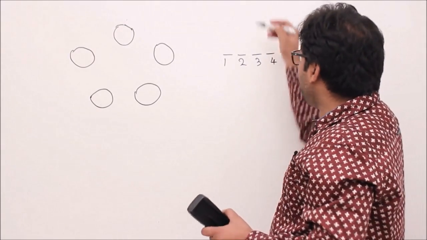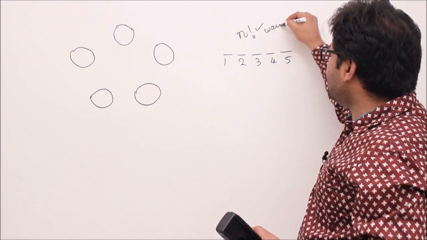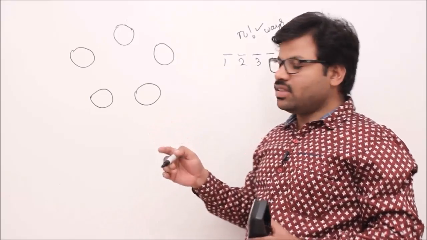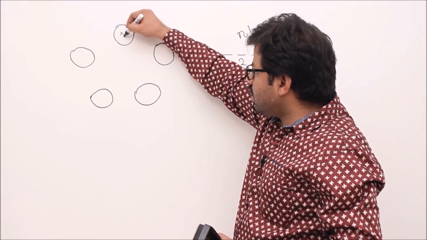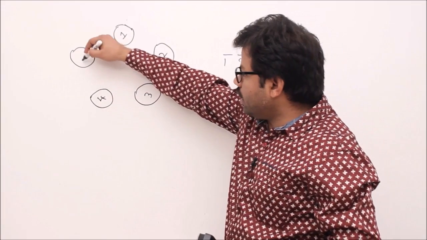We know that if you have n objects, then we can arrange them in n factorial ways, isn't it? In linear arrangements. When it comes to circular, the answer is not n factorial. We'll try to derive it. So what I do is, in circular arrangements, just observe some circular arrangements. Example 1, 2, 3, 4, 5. It is one circular arrangement, isn't it?